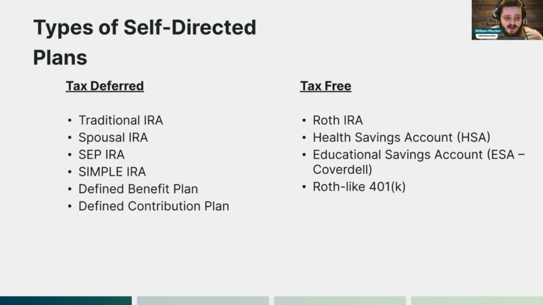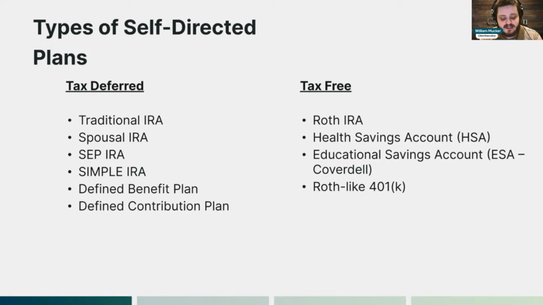So what type of accounts can be self-directed? Like I said in one of the first slides, self-directed is just an adjective. These are the accounts that you actually open up with a custodian, a self-directed custodian like Camaplan. So you have two different types of buckets: your tax-deferred and your tax-free bucket.